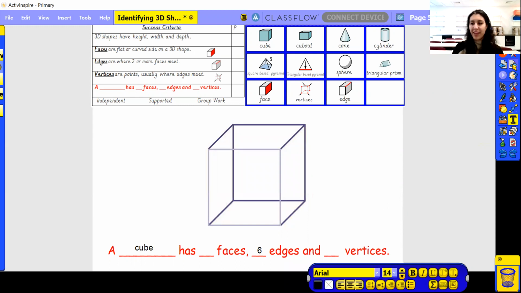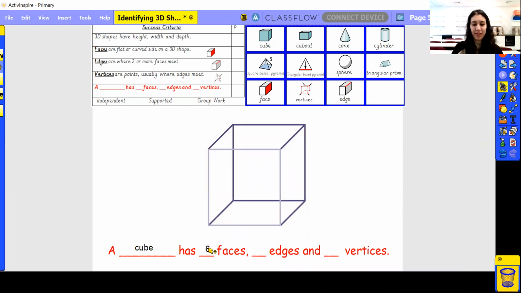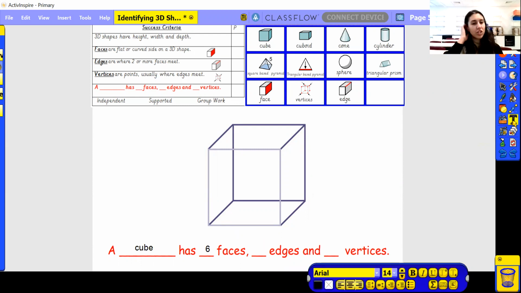Okay, let's have a look at edges. Let me just move that one. So let's have a look at edges. So edges are where the faces meet, and they are usually lines. They can be straight lines or curved lines that you can see. So a cube has got, I'll show you the front of it first. 1, 2, 3, 4. And then on the back, it's the same, 5, 6, 7, 8. And then we've got 9, 10, 11, 12. So a cube has got 12 edges.